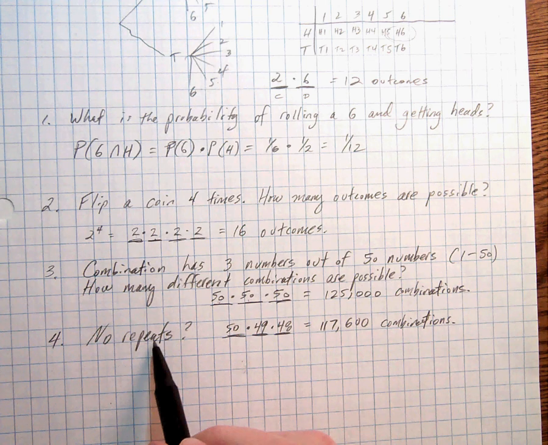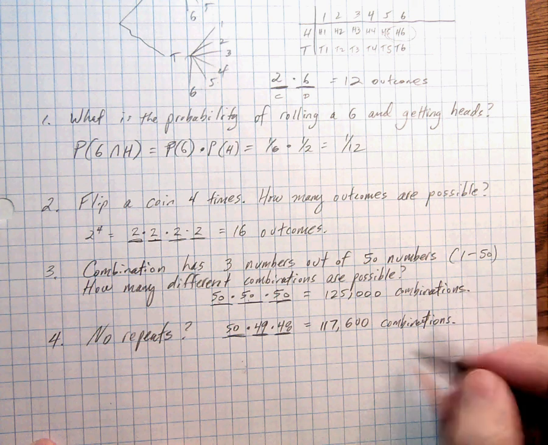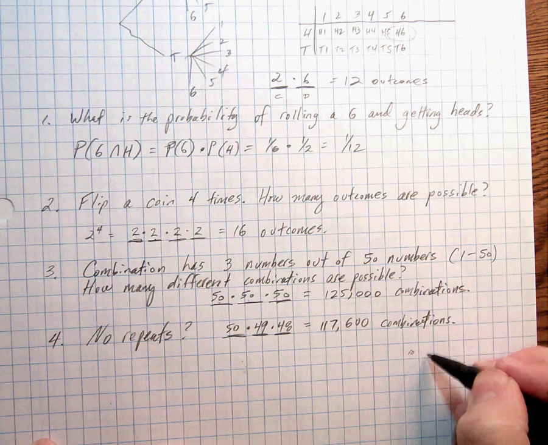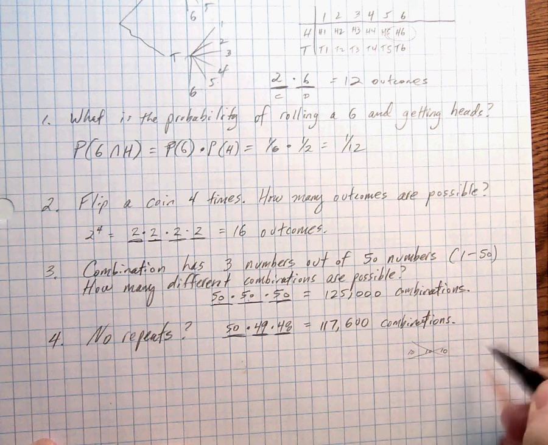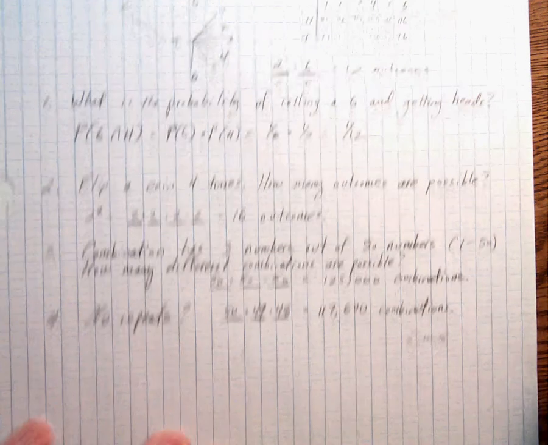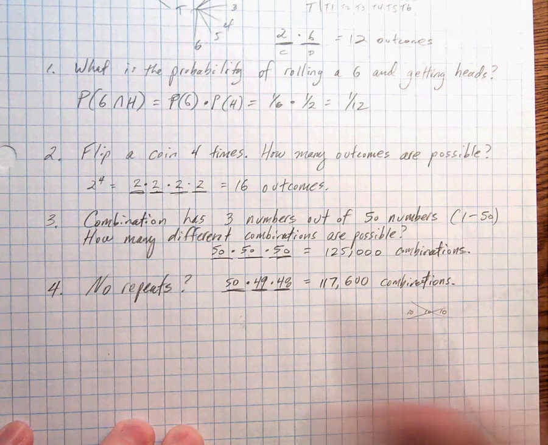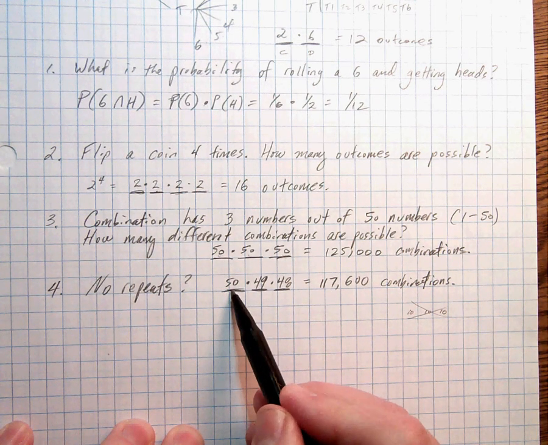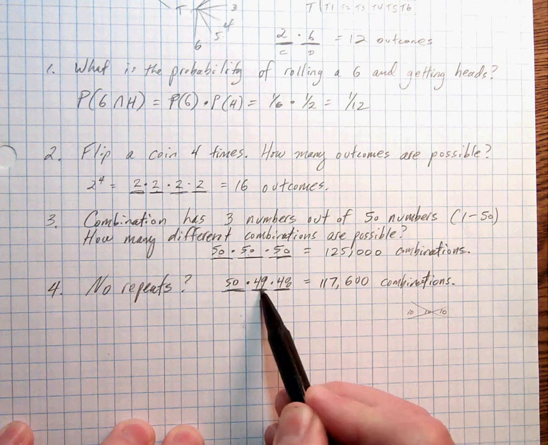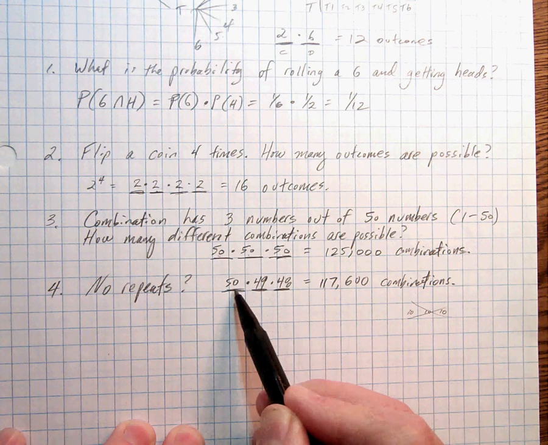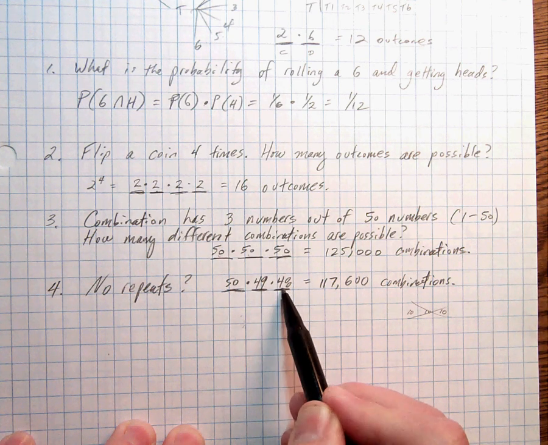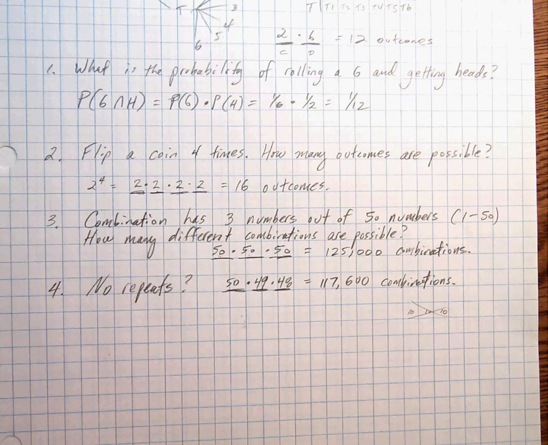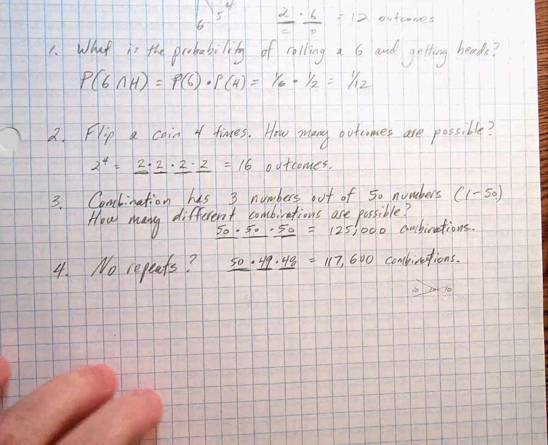But if there were no repeats, so for instance, let's say a combination like 10, 10, 10 was not possible, right? Let's say you could not repeat a digit at all, only unique numbers. So then there's 50 possibilities for the first number, but after you use that number, then there's only 49. And then after you use that number, now there's only 48. So that would be 50 times 49 times 48, which is 117,600 combinations.